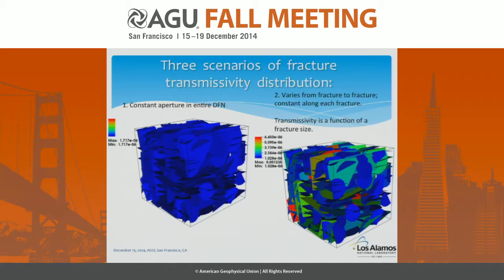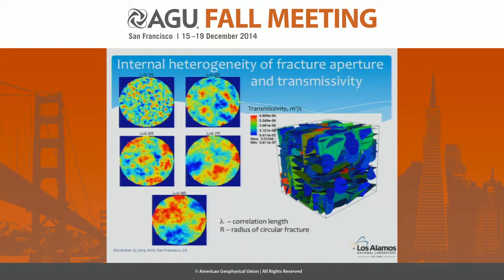The second case, the aperture is constant along fracture, but it is a function of fracture size. So as fracture is bigger, it has higher aperture and higher transmissivity. The third case, we try to introduce some internal heterogeneity and to vary the aperture along each fracture. So we use a special correlation length to define for each fracture.